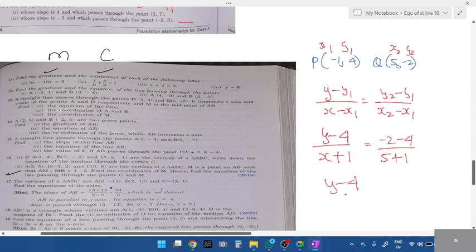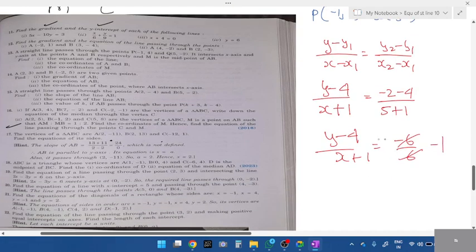How do you solve this question? Minus 6 divided by minus 1. You get minus 1. Cross multiply. When you cross multiply, what do you get? x plus 1 into minus 1 is minus x minus, no, minus 1. Then shift x to the other side. What do you get? x plus y. Minus 4 remains as it is, students. Minus 4 minus 1. How much is minus 4 minus 1?